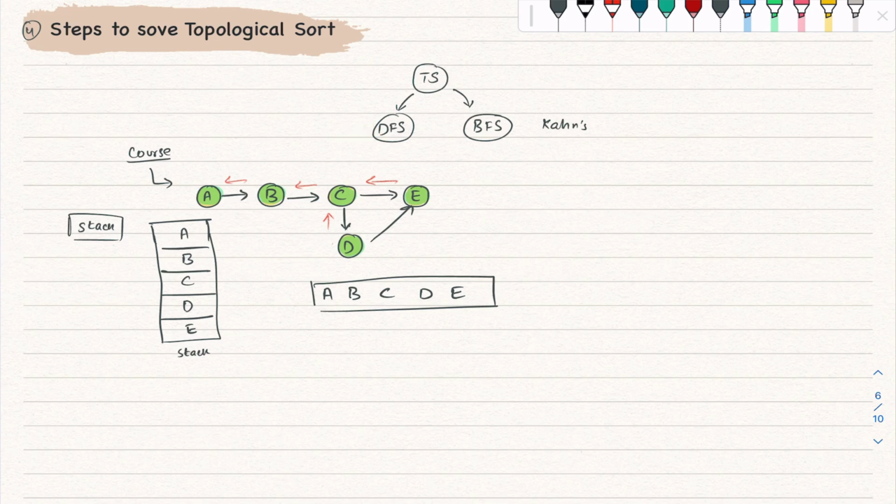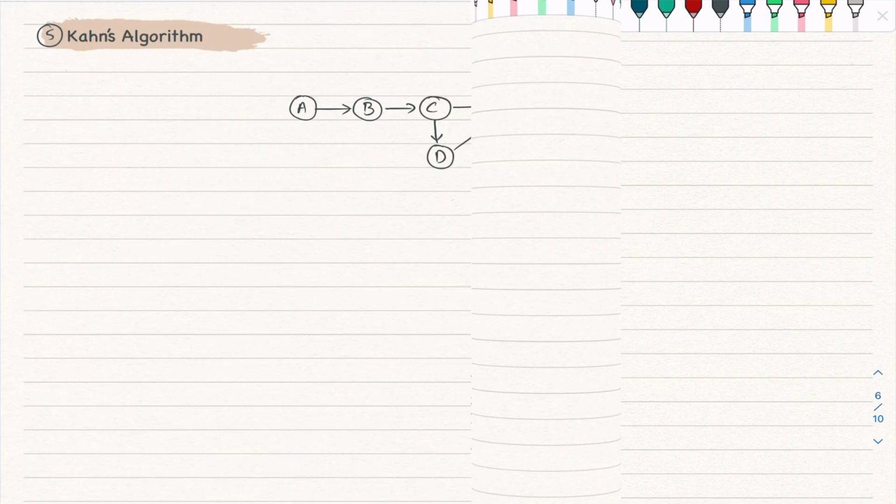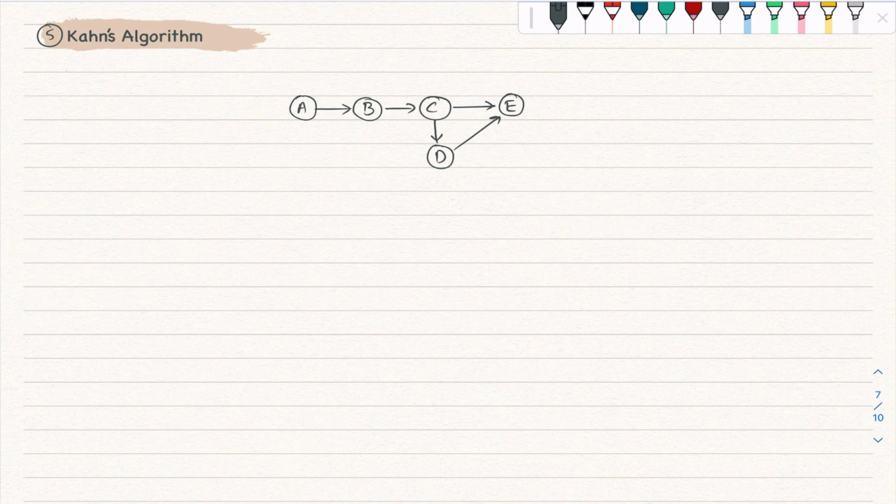Now let's see how we can go with the BFS. So how will Kahn's algorithm work to get us the same topological sort? It is very simple, we are going to use BFS, breadth first search. In simple words, if you're talking to some person, he's going to say you have to complete this course and these are the subjects.